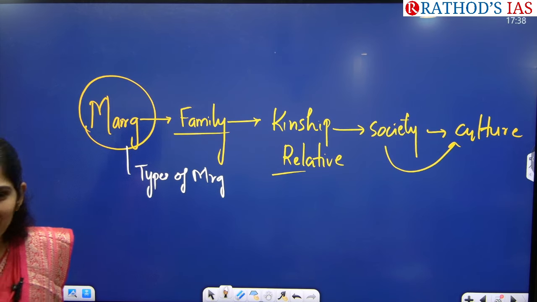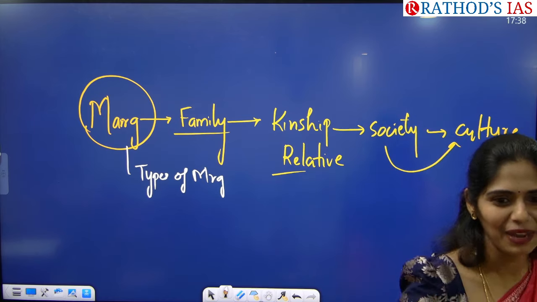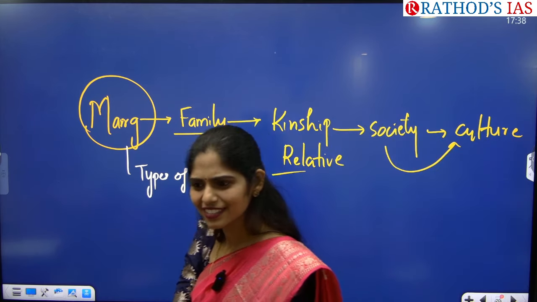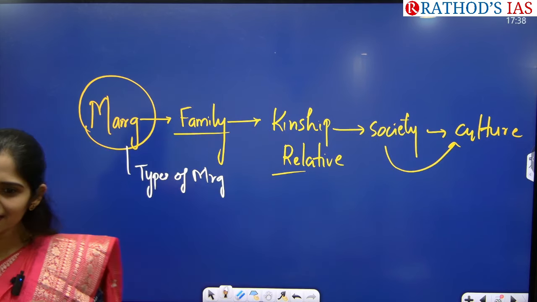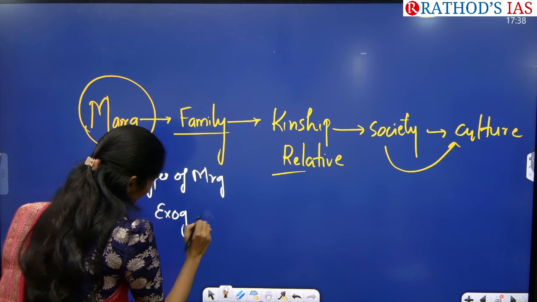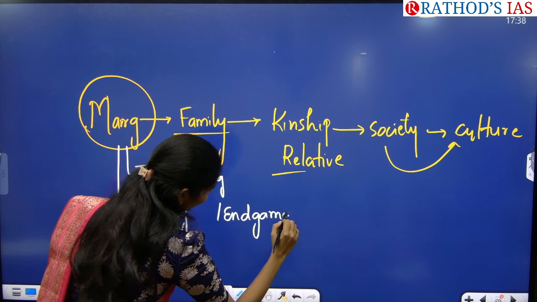Arranged marriage, love marriage, eloped marriage, registered marriage. Apart from these marriages, what things will come into your mind? Yes, inside community, outside community. That is exogamous, endogamous. So you will be coming up with this kind of words.